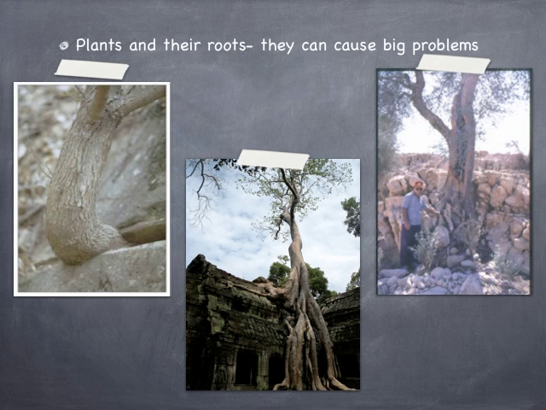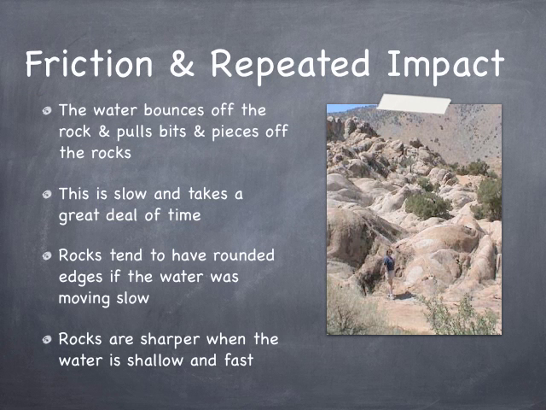The one on the left is through a wall, so you can see how it's pushed out through a crevice, and then the one on the right is on a stone wall, and the tree was planted very close to the stone wall, and then as it grew larger, it just kind of embedded itself into the wall.